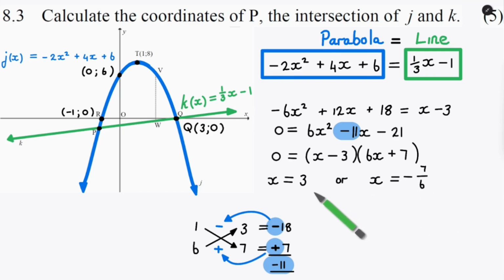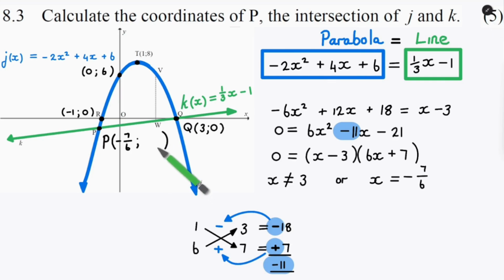Now we've got to decide which one belongs to P and which one belongs to Q. Okay, that's quite a clear-cut decision. We can already see Q is 3. So we're going to put a stroke through the equal sign here because we're not using that one. We're interested in the coordinates of P. So this one is relevant to us. Now we've got like half of P. We have its x value.